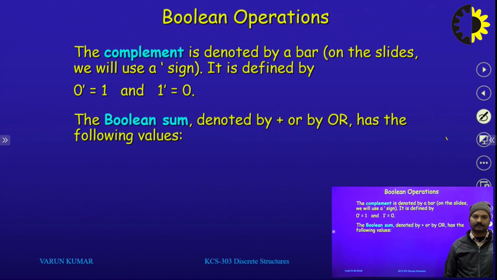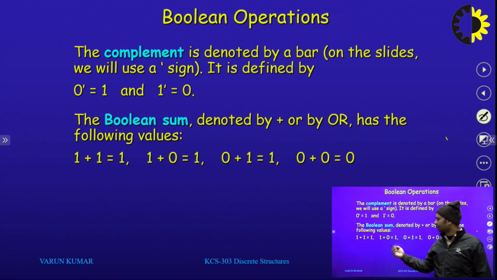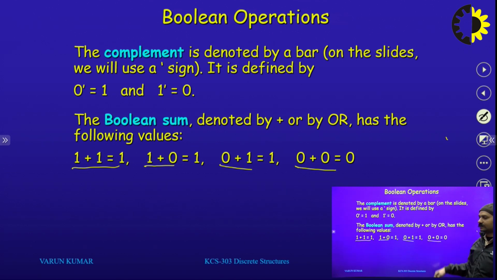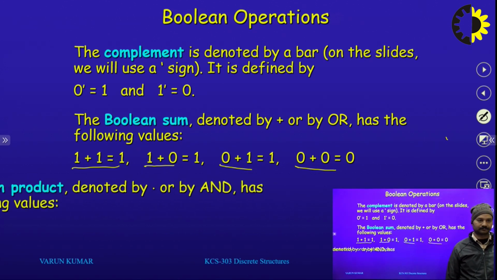And what is Boolean sum? It is also known as the basic OR gate that has the following values: 1 OR 1, the result is 1; 1 OR 0, the result is 1; 0 OR 1, the result is 1; and 0 OR 0, the result is 0. It means if all inputs are low, then output is low, otherwise high.